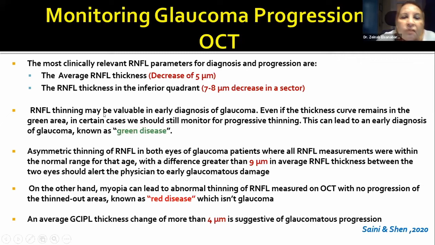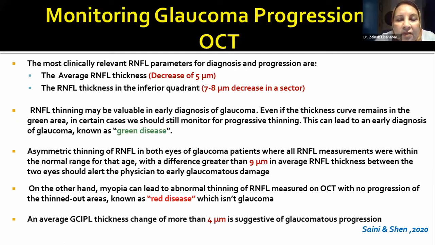Secondly, retinal nerve fiber thinning may be valuable for early diagnosis. However, if it remains in the green area, this doesn't mean that we don't have progressive thinning. So we should look at the numbers, because we have a glaucoma that is called green disease. I have all the curve in the green area, but it is decreasing.